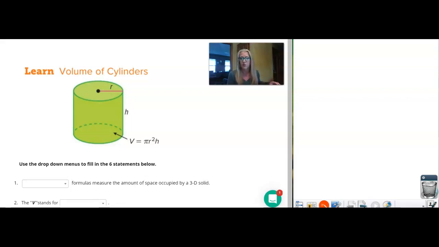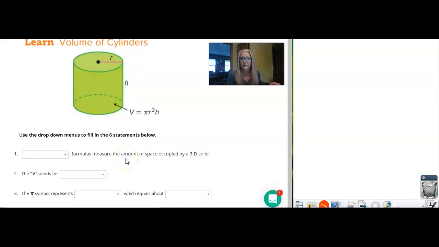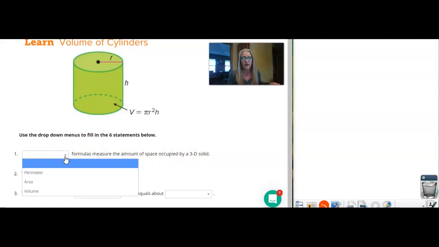This is problem number 1. It asks you to identify different things about the formula for the volume of a cylinder. Use the drop-down menus to fill in the 6 statements below. Blank formulas measure the amount of space occupied by a 3D solid. Your choices here are perimeter, area, and volume. Okay, we're talking volume. There's kind of a hint right there on the page.